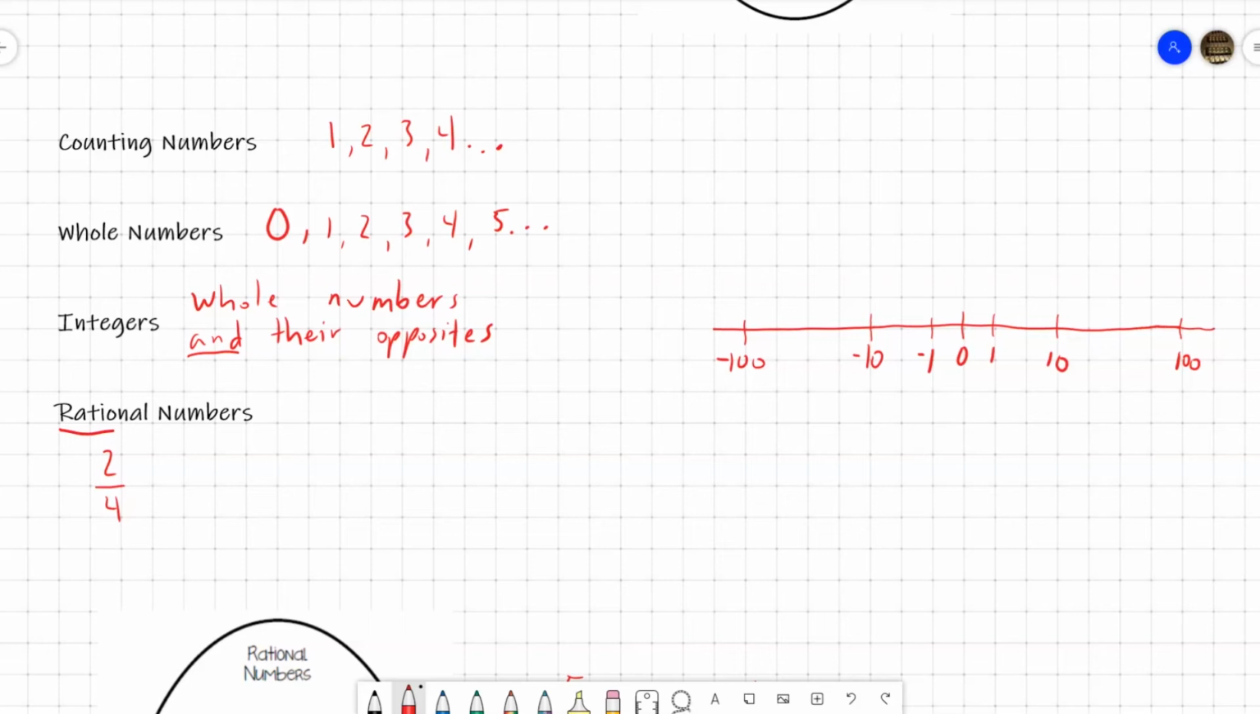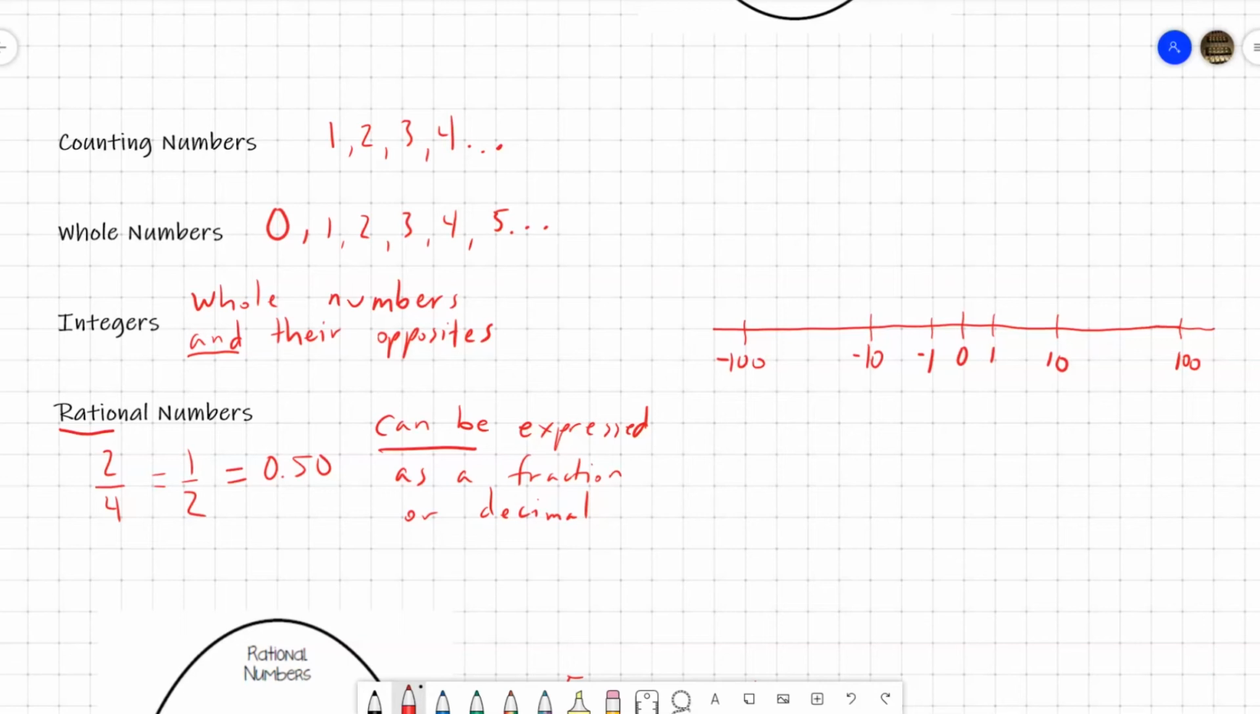So 2/4. Well, I also know that 2/4 is the same as 1/2. So 1/2 is a rational number. It's a fraction. Or I could say that half of a dollar, 50 cents, or 50 hundredths, if you will, that is also a rational number. So a rational number is any number that can be expressed or written as a fraction or a decimal. Obviously, 1/2 can be written as a fraction, or even here, half a dollar written as a decimal. So those are rational numbers.